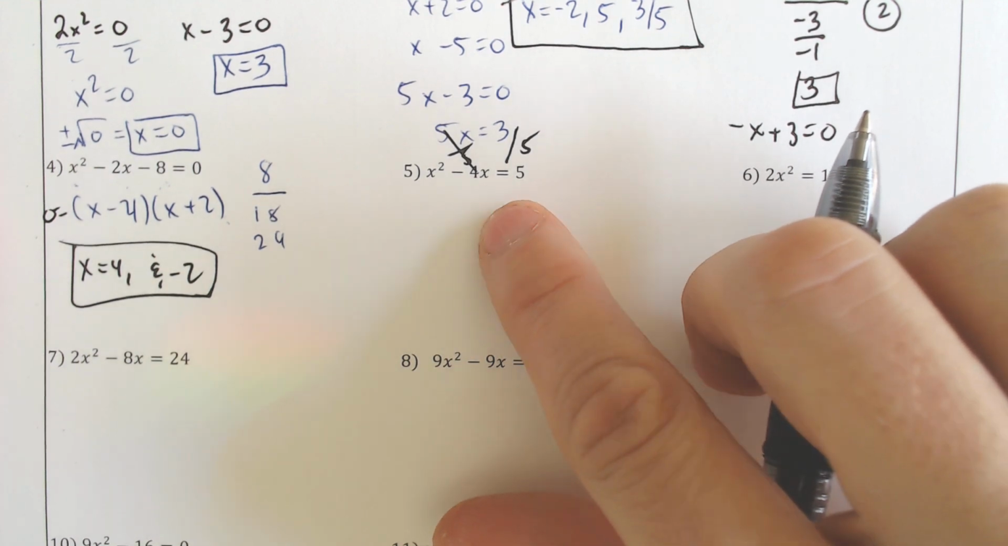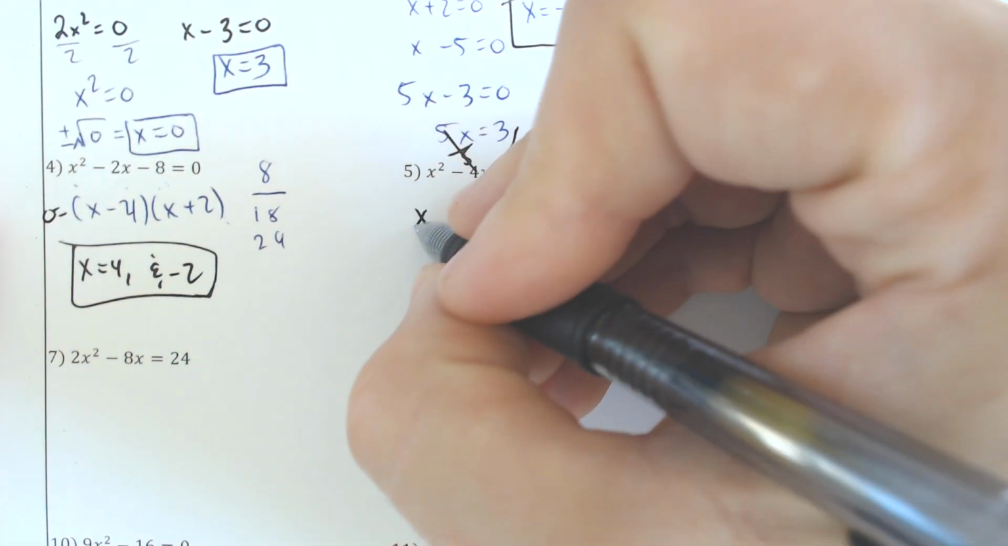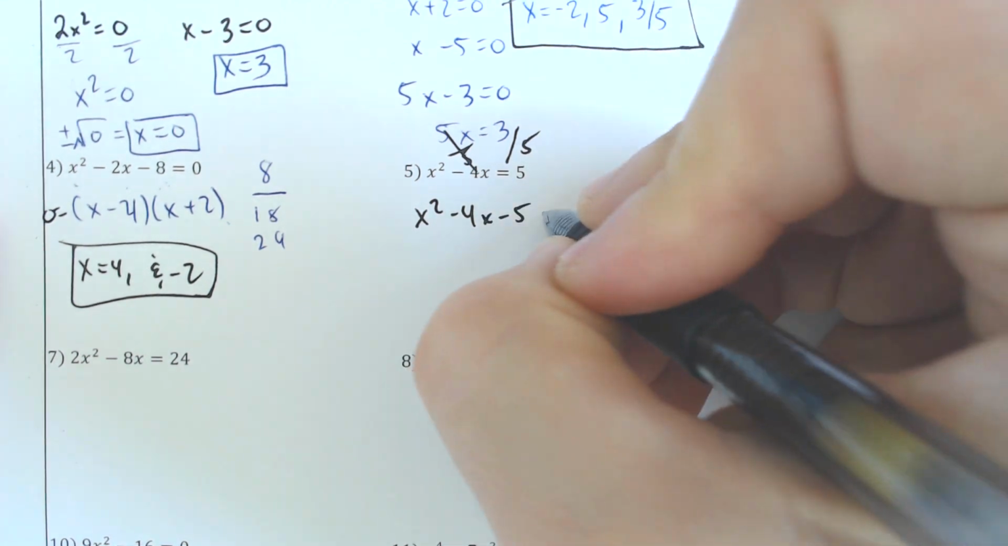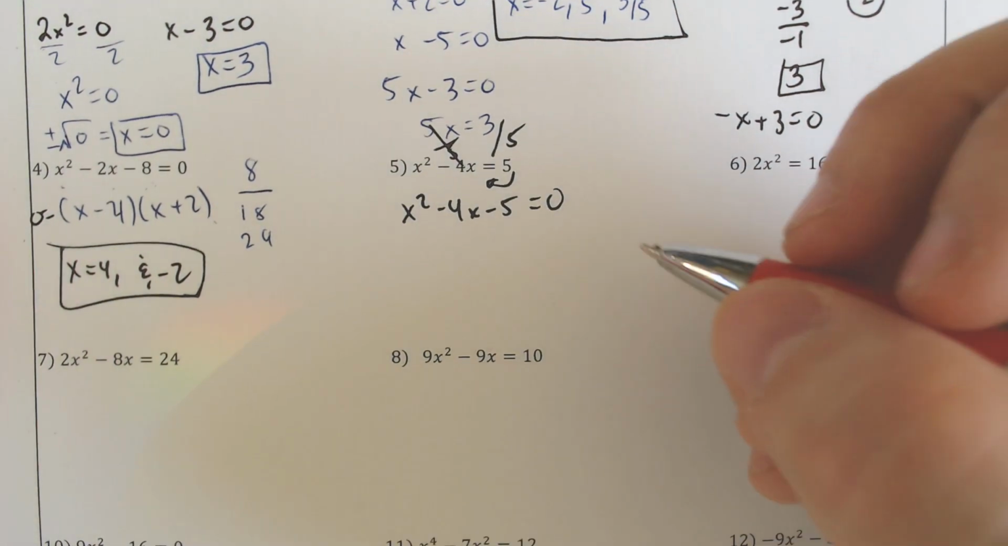The next one, number 5, is our first problem that is not equal to 0. If it's not equal to 0, you have to set it equal to 0. So we're going to subtract that 5 over, and now we can factor.